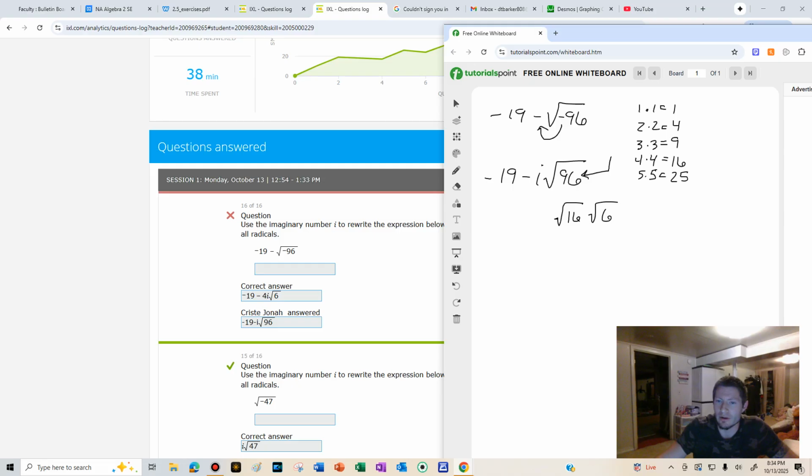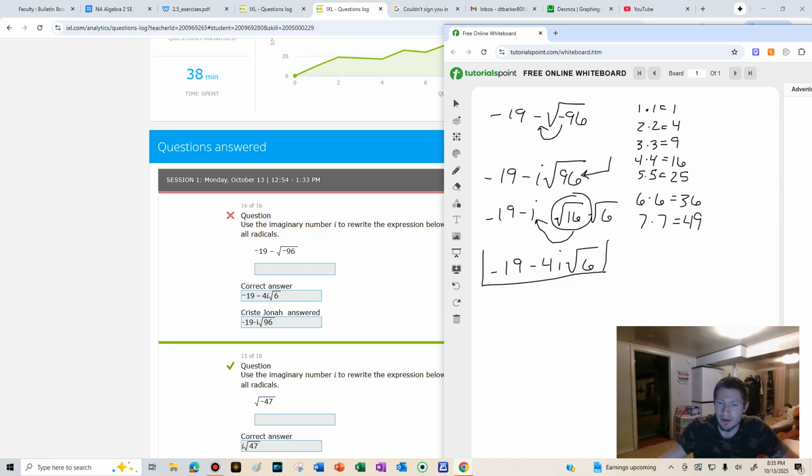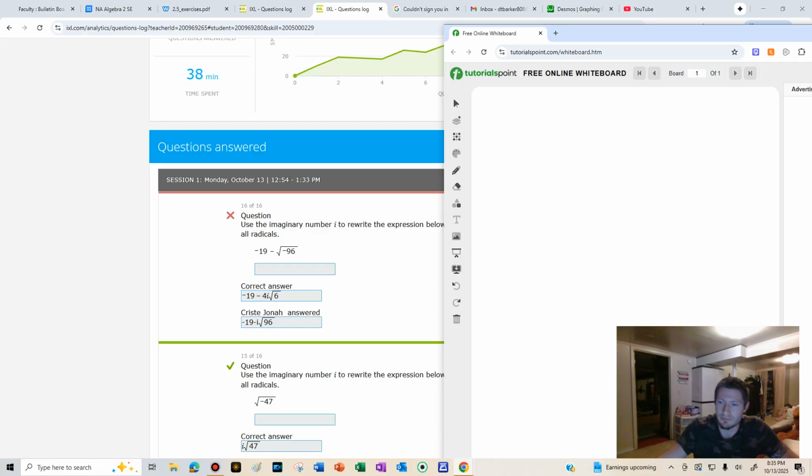All right, and why do I care about that? Because the square root of 16 is 4, which comes out. So that's just negative 19 minus 4i root 6. Okay, does that make sense? So, yeah, there are a lot of possible factors for some of these, but I only care if these perfect squares are factors. All right, does that make sense? I only care if they will simplify to perfect squares. If they won't, then I can't simplify.